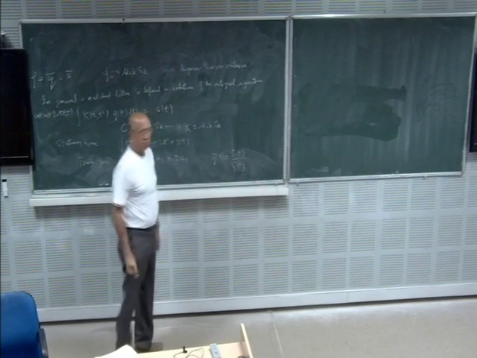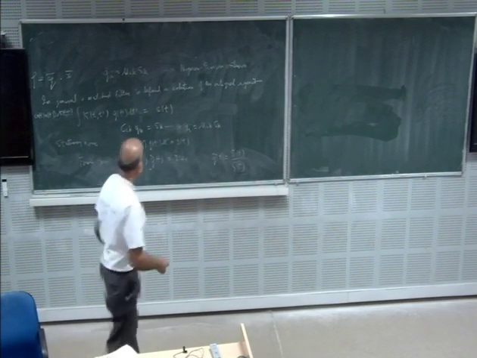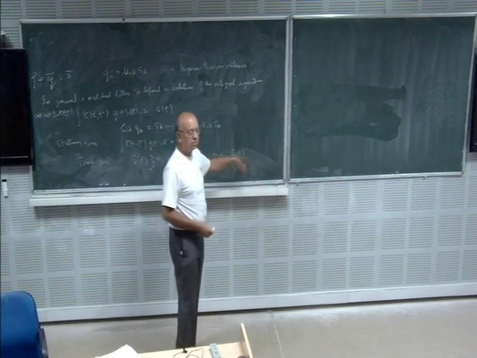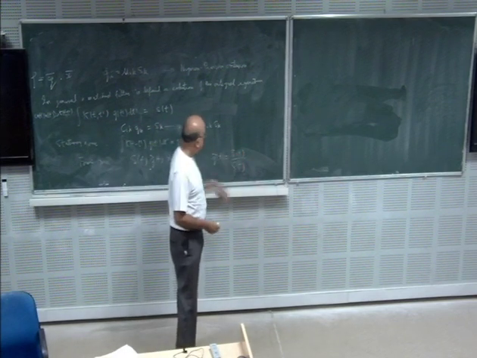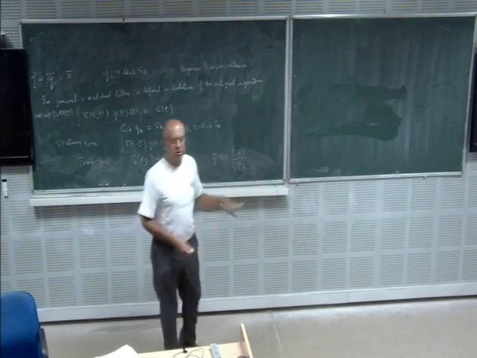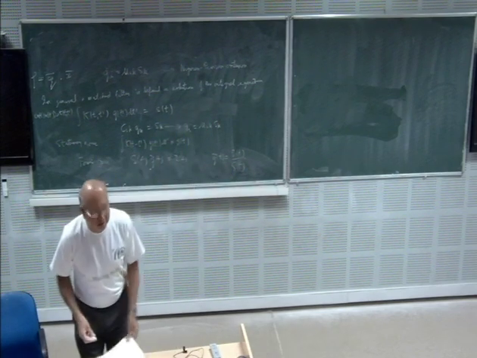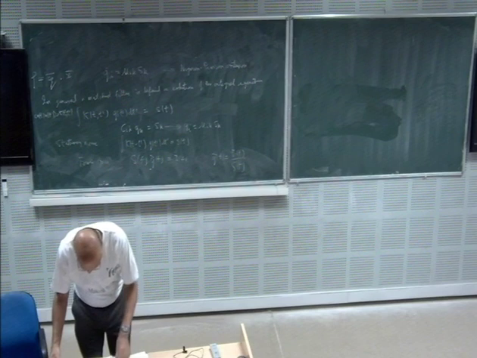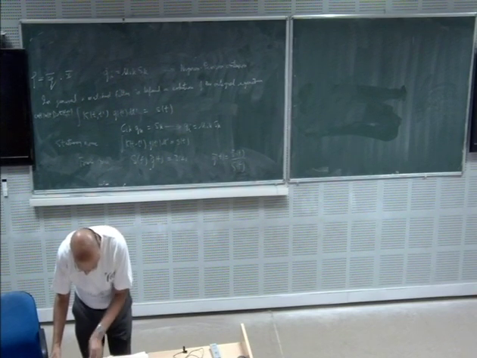Now, from now on, I'm going to write S as H. That is our gravitational wave signal, because the small s and big S might be confusing in the writing. So this is the notation which I'm going to write.